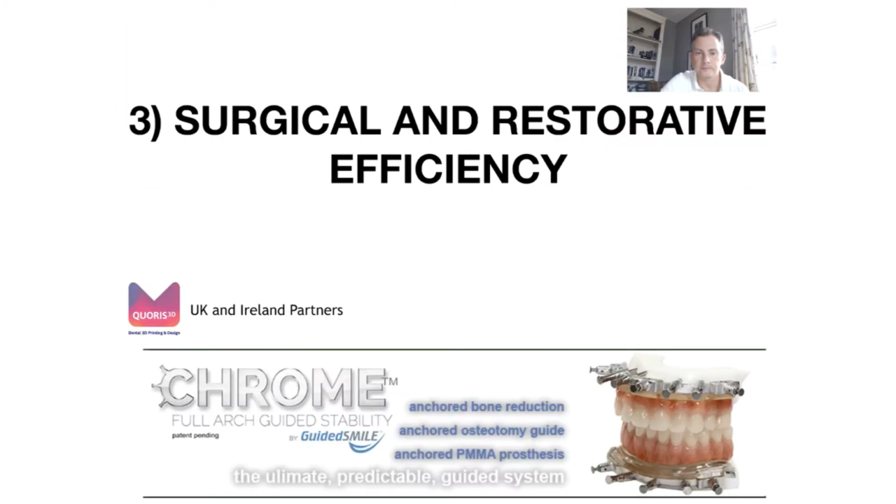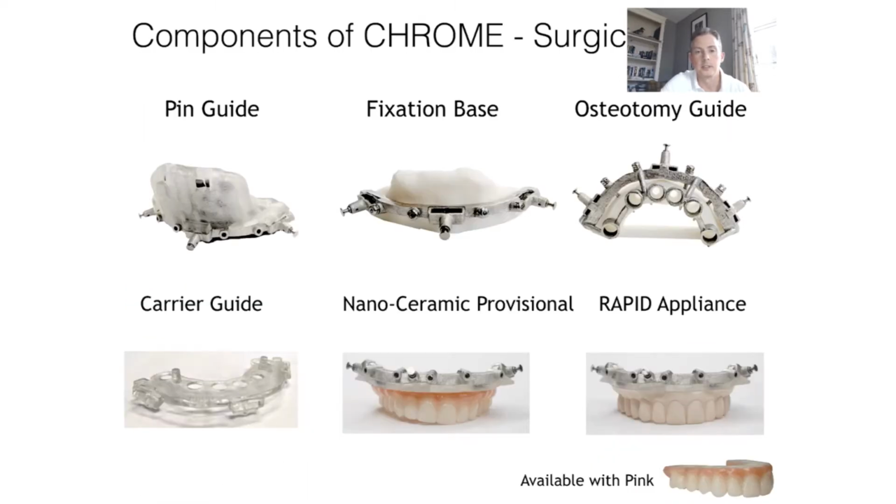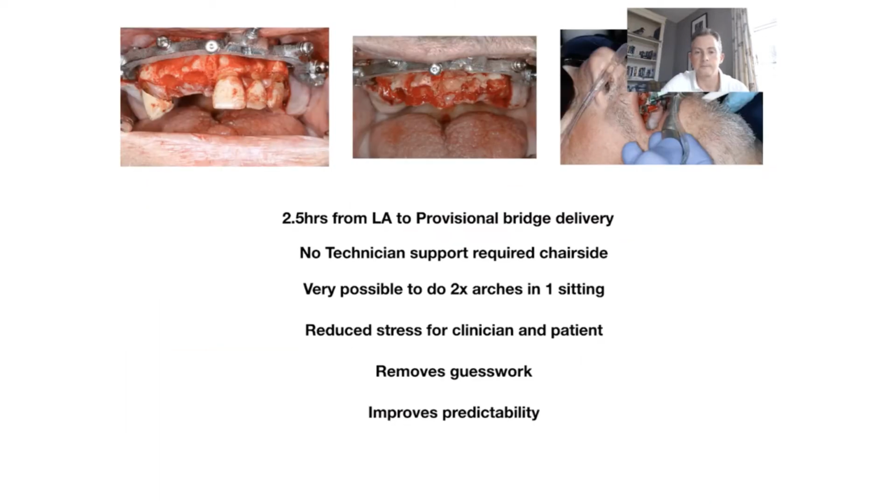The third big one is efficiency, both from a surgical and restorative aspect. So time is important, as is making the whole process as simple and as straightforward as possible. And so the Chrome workflow has been designed with that in mind. Everything works step by step. Here you can see, starting from your pin guide to your fixation base, to your osteotomy guide, to the carrier guide, which holds your provisional and allows you to deliver your provisional, to the rapid appliance to allow simple restorative conversion.